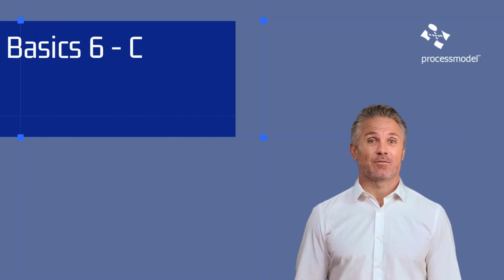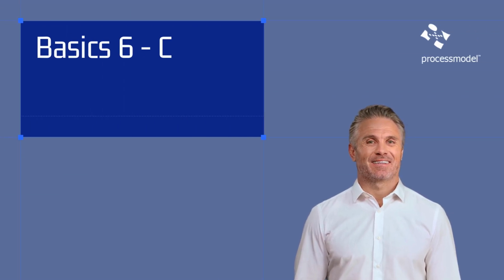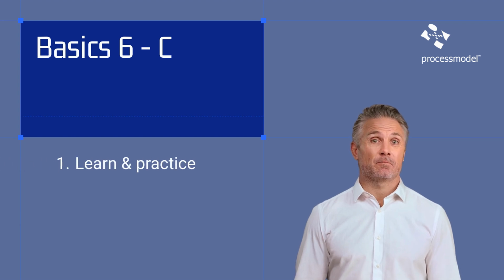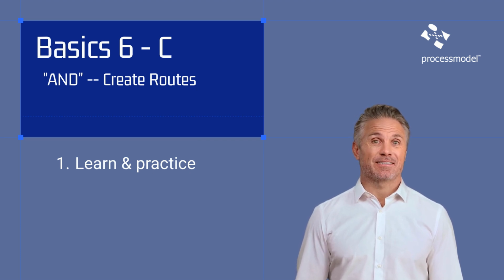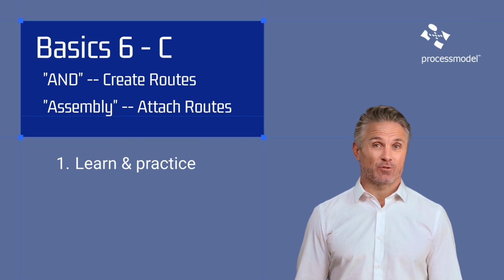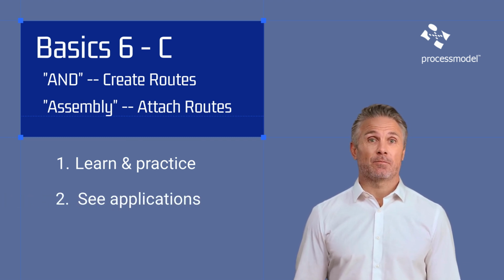This is the third segment of the Routings training. In this video, you will learn about creating multiple outputs from a single input, known as a create route. You will also learn about rejoining those pieces in general assembly, known as an attach route, and look at examples of how both routes might be applied.